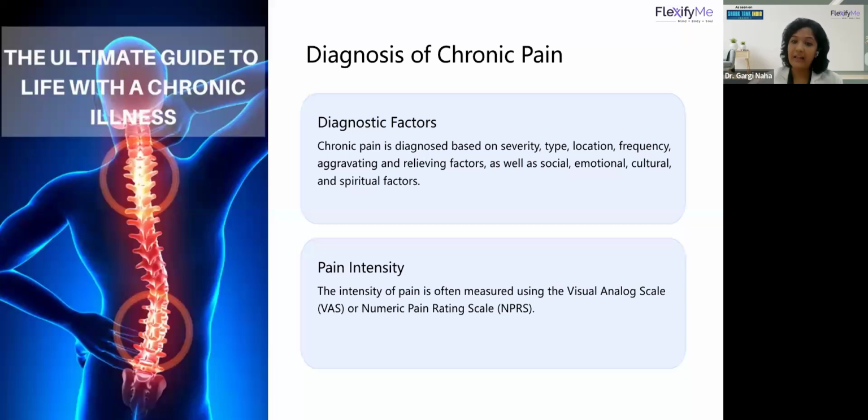Again, social, emotional, cultural and spiritual factors like stress. Does stress affect your pain? When you are stressed, when emotionally you are low, does that increase your pain? That means there is some psychological factor also playing alongside the physiological factor. So understanding your pain is very important.